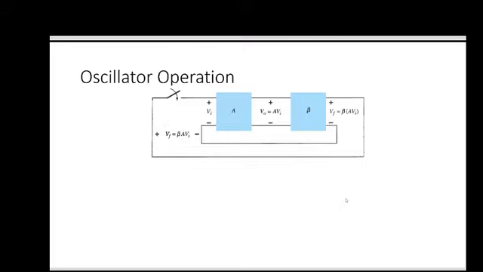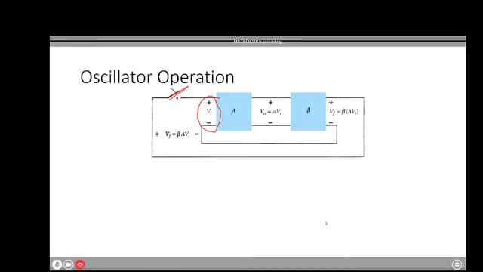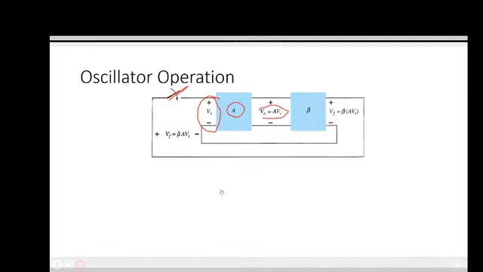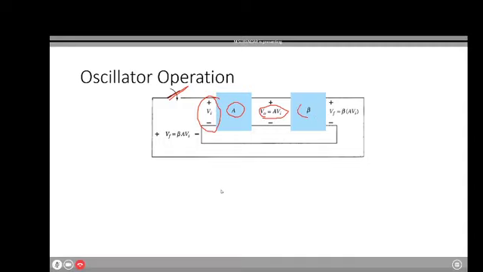Now consider the switch is open, and we are giving an input VA. After entering the amplifier of gain A, we will get an output of A times VA, and when this output enters the feedback network beta, beta is the gain of the feedback network.